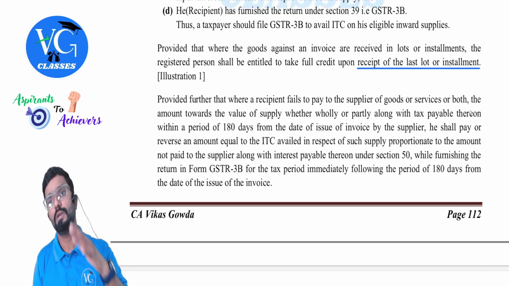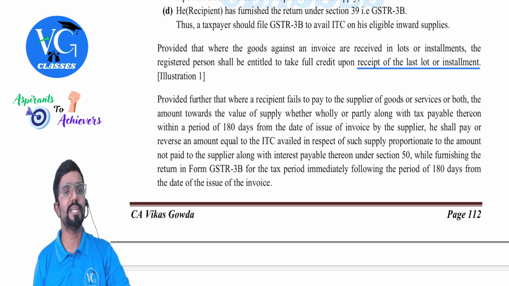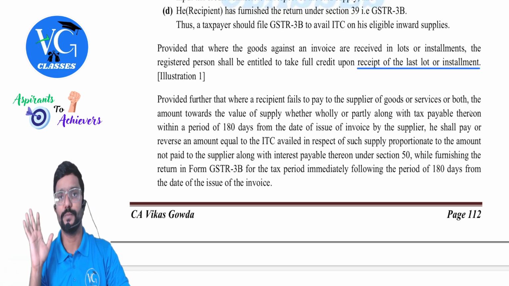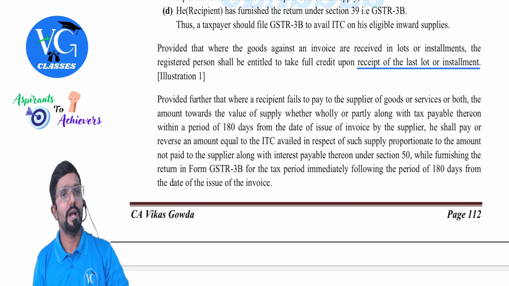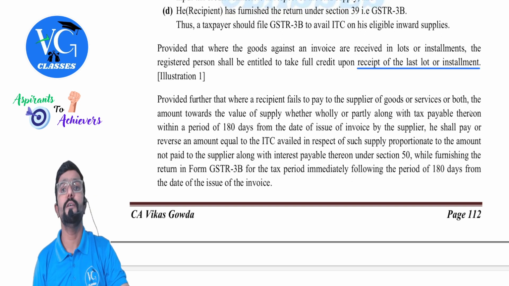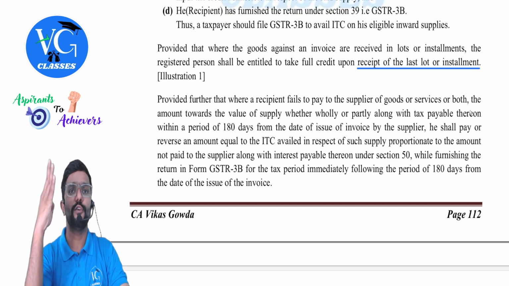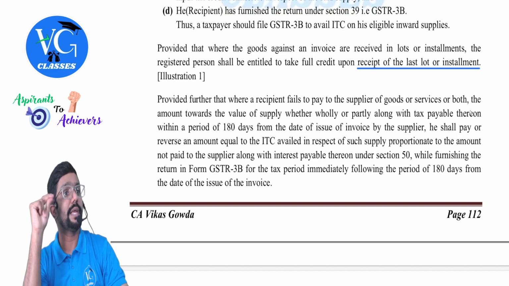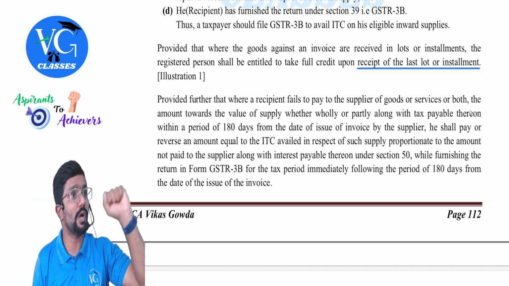For example, assume I placed an order with you to supply 10,000 kgs 5 times. How much totally? 50,000. So every month, assume for 5 months, you will be sending me 10,000 kgs. And you are giving me one invoice for full 50,000 kgs. When I received first installment, second installment, third installment, fourth installment, can I claim the credit? No. Only when I receive the last installment, I can claim full credit. Full credit in the sense for full 50,000.